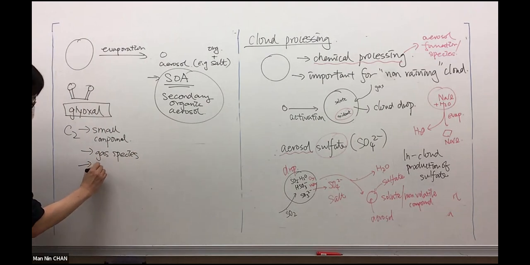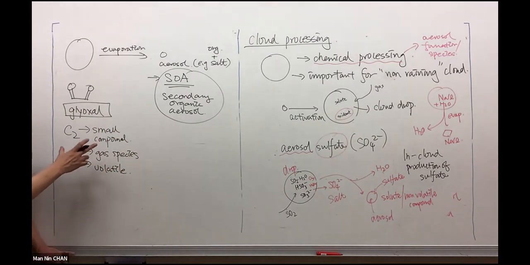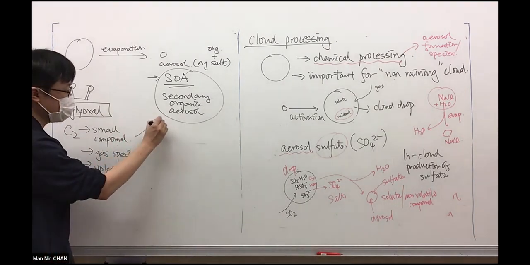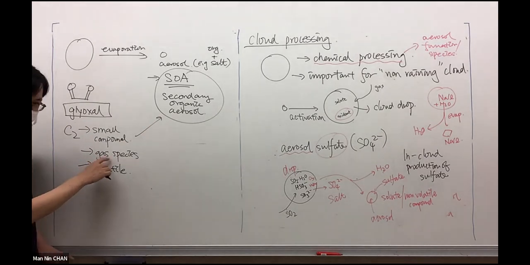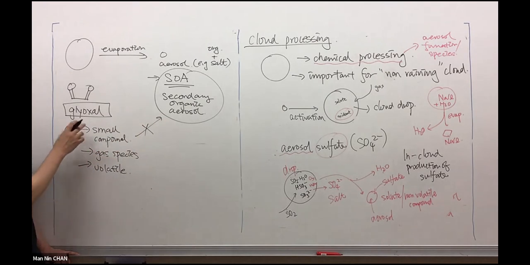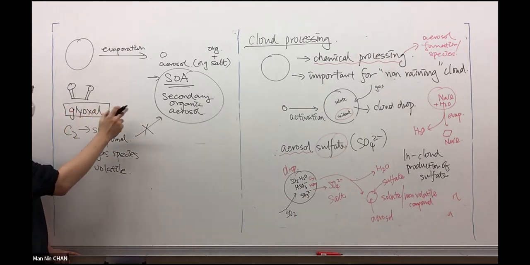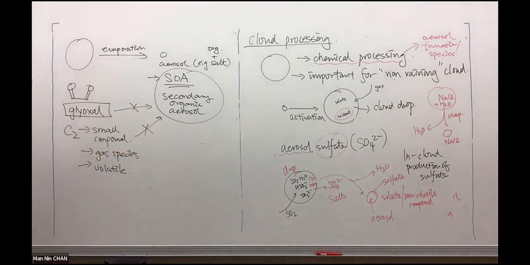And also it's very volatile. So what will happen is that if you have this compound, it's a small molecule, volatile. So you can argue, right? You know that if they are volatile compounds, they will very likely stay in the gas phase. So they will not go to the aerosol phase, right? So that means you would expect that if you have glyoxal, you will not form SOA, right? Are you okay with this?